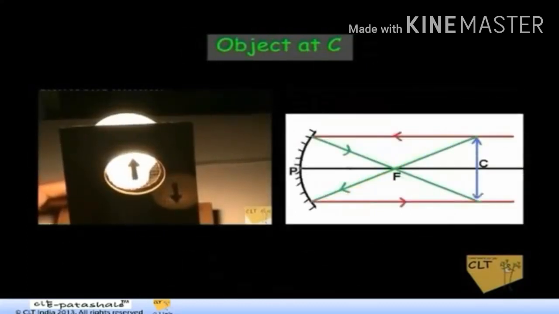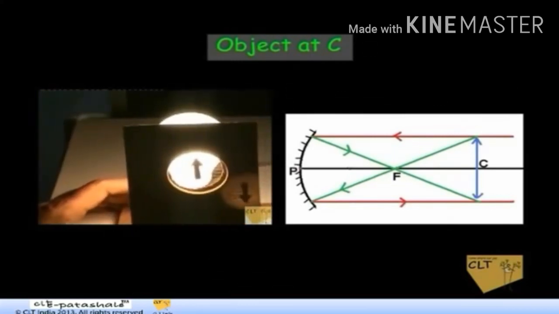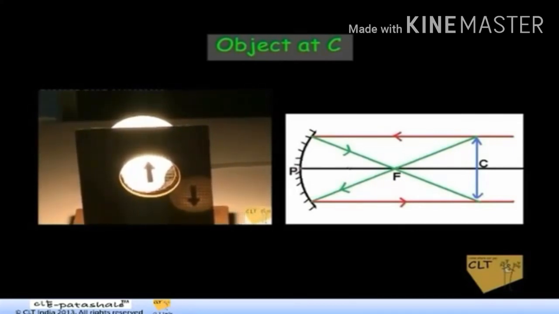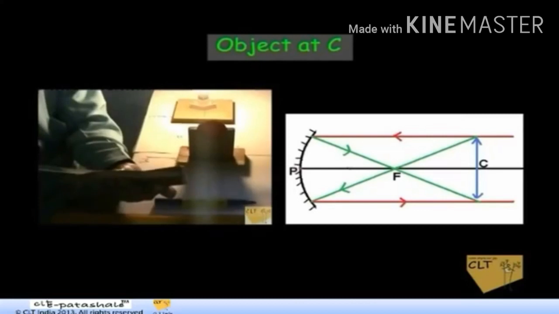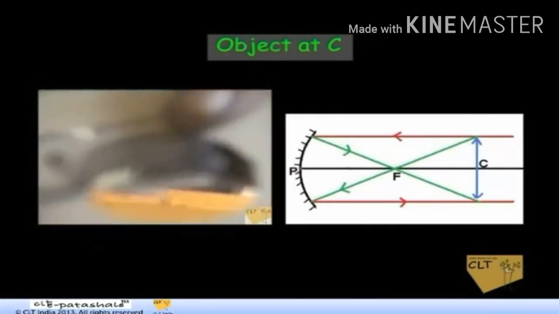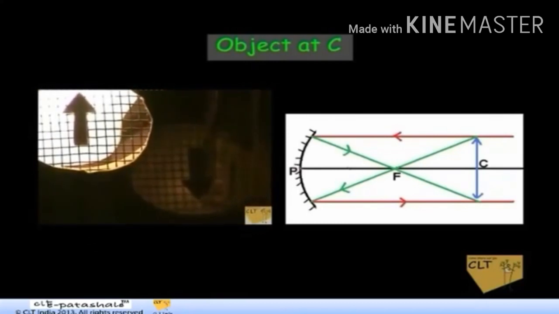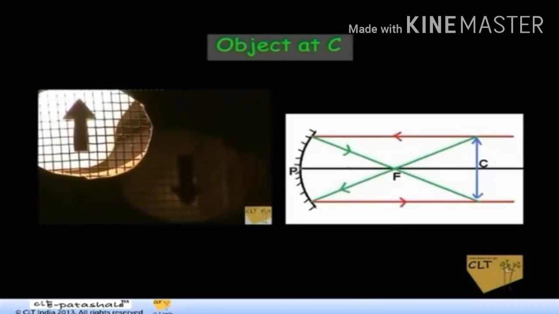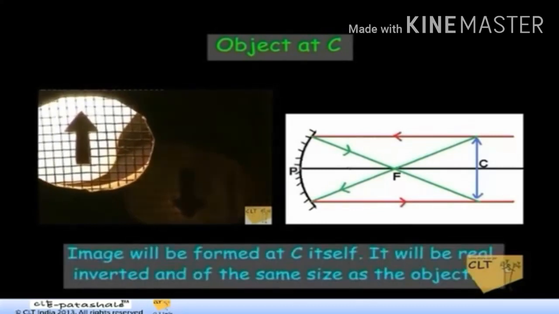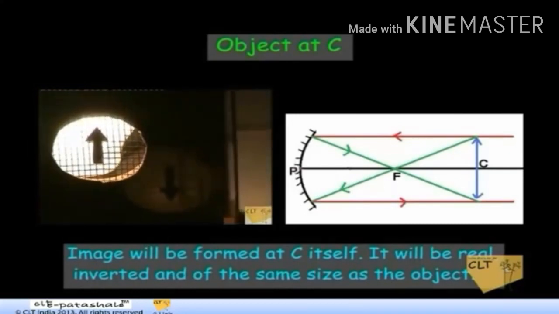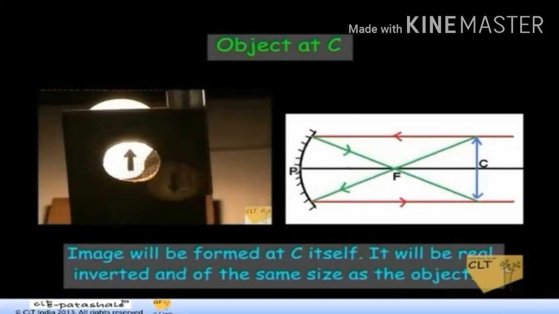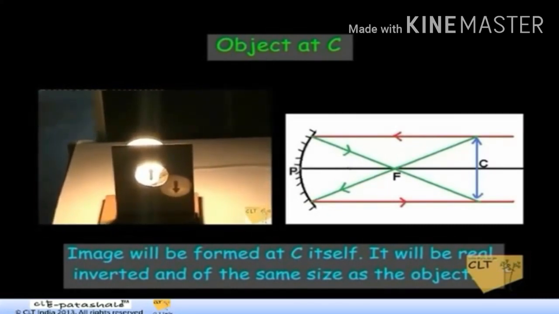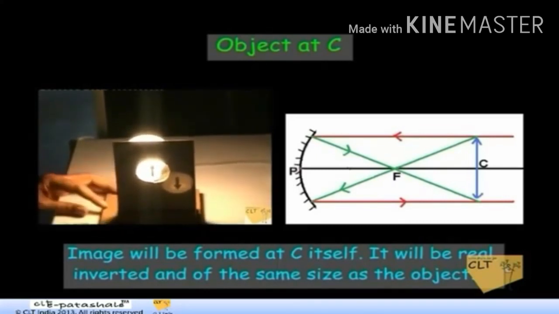Case 2. Object at C. We have already seen what happens when the object is at C. The image is also formed at C. When measured, the size of the object is equal to 2 centimeters and the size of the image is also 2 centimeters. Therefore, we understand that if the object is at C, the image is at C. The image is inverted and the size of the image is equal to the size of the object. The image is real because we could capture it on screen.